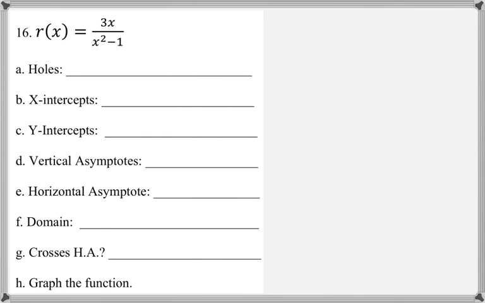Question number 16 is another complete graph analysis. So my first step is going to be to factor the function. That'll be 3x, and then this will be x plus 1, x minus 1.